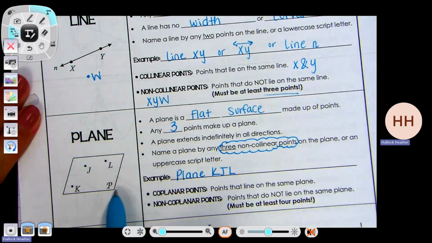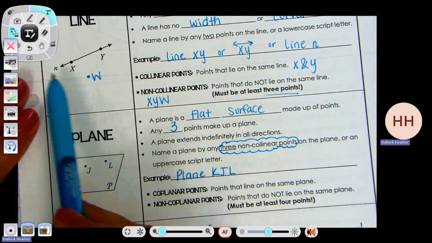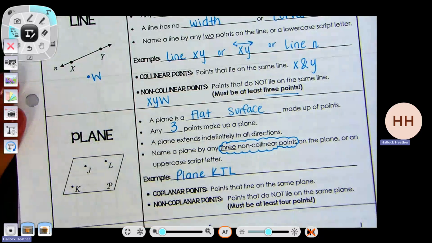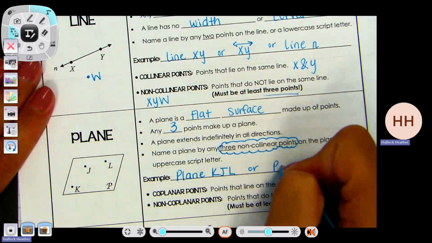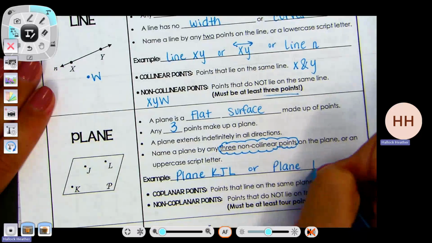This is the name of the plane. It's not a point because it doesn't have a point. Over here, it did not have its own point. So it's usually in the corner right next to it. So you could say plane P.